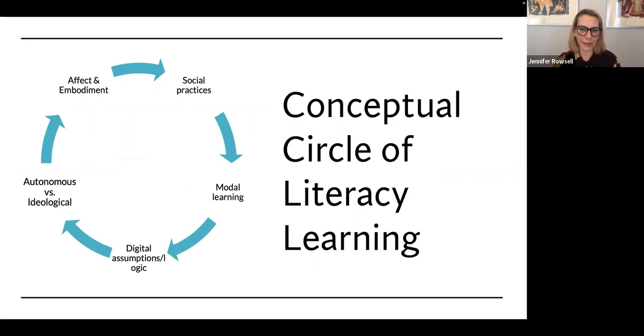One is social practices. Social practices feed into modal learning. They feed into whether we want to use a visual or whether we want to use words or whether we want to use a blending, transmodal work. The digital plays a role in this, right? So are we going to invoke the digital? Are we going to say, nope, today we're going completely analog in our teaching?